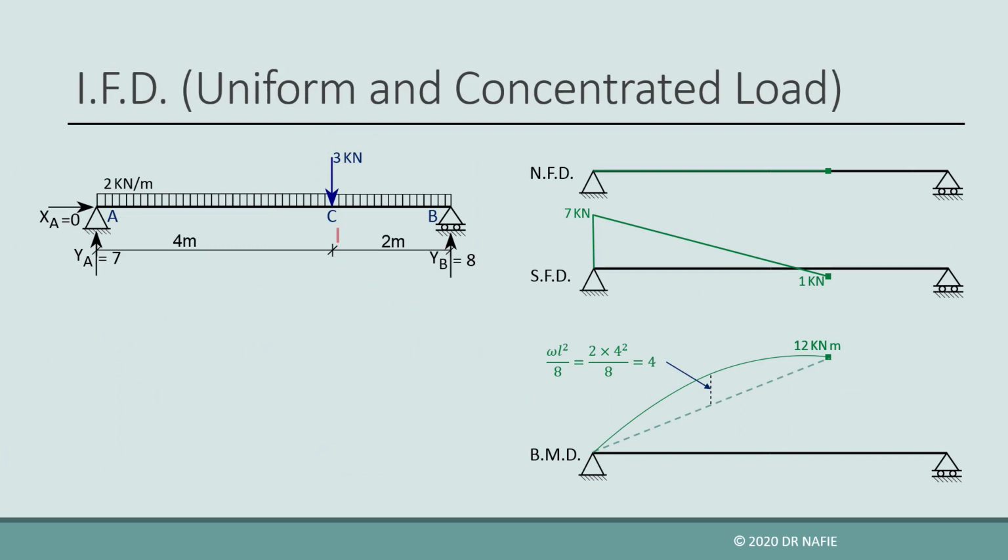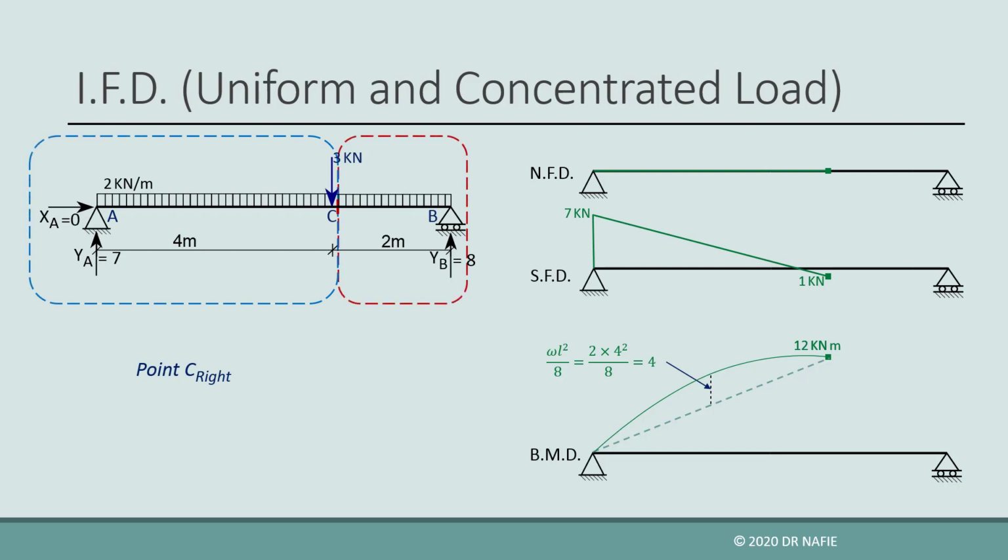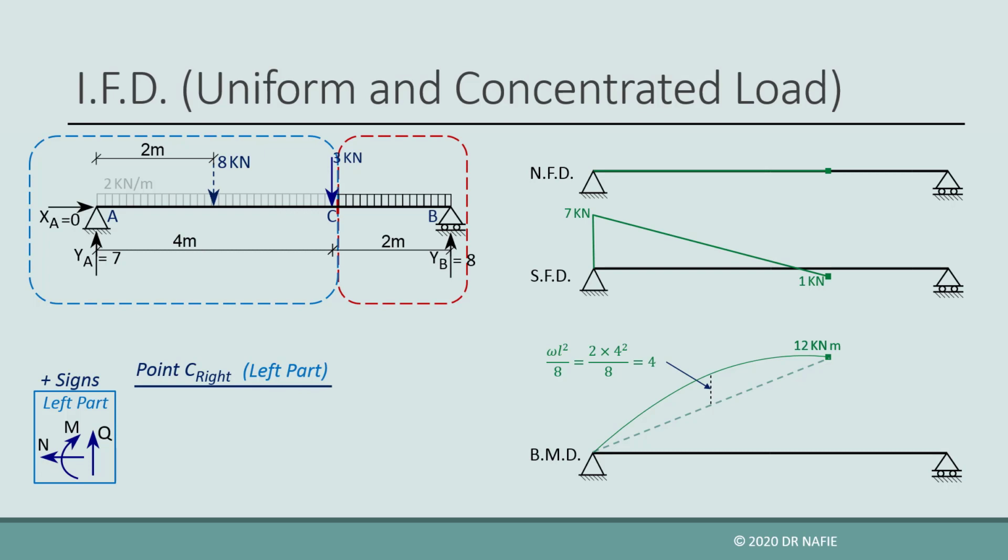Then we evaluate the internal forces at the next critical point, which will be the point just to the right of point C. We will also use the left part and convert the left part of the uniform load to an equivalent concentrated load in the same way as in the previous step. The normal force will be 0 as before. The shear force will be the sum of three forces, YA, which is positive 7 kN, and the negative 8 kN equivalent force, and the negative 3 kN concentrated force, giving a value of negative 4 kN for the shear.